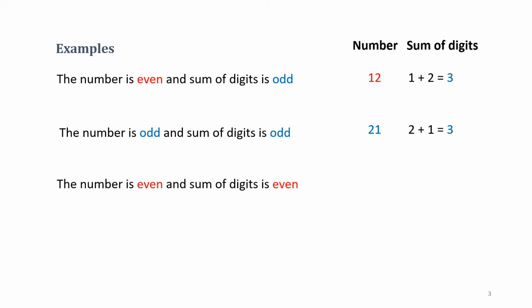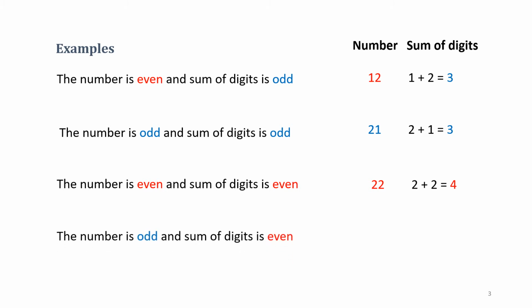The number is even and sum of the digits is even. 22 is an even number. 2 plus 2 equals 4. Sum of digits is also even because 4 is even.